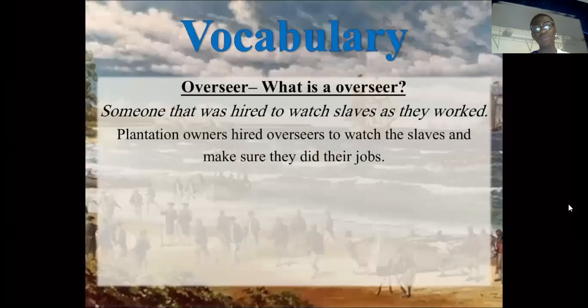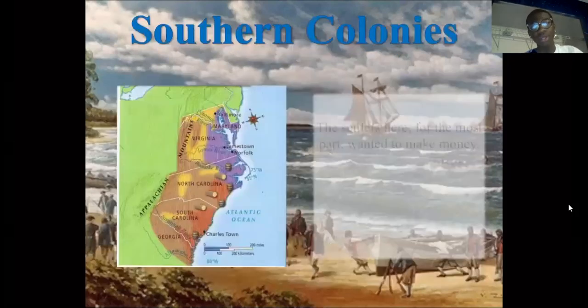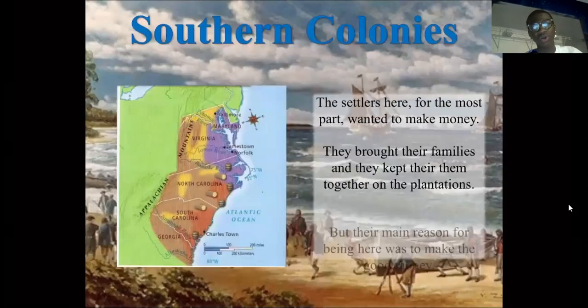Now, an overseer is someone that is hired to watch slaves as they worked. That's the real definition of an overseer. Plantation owners hired overseers to watch the slaves and make sure they did their job. What is an indigo? An indigo is a plant that is used in making blue dye. All right, let's just go ahead and go through.